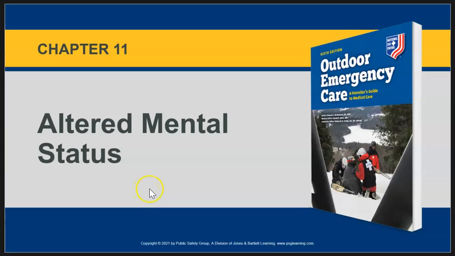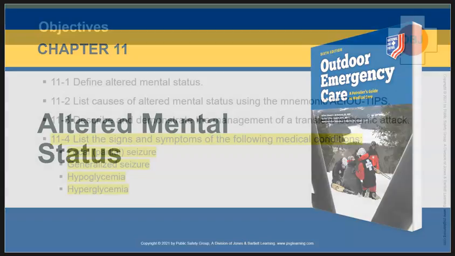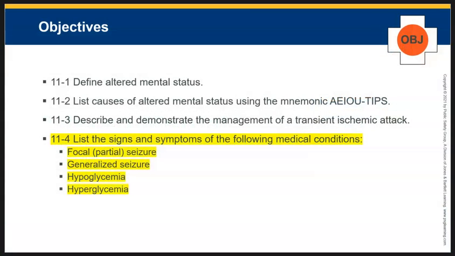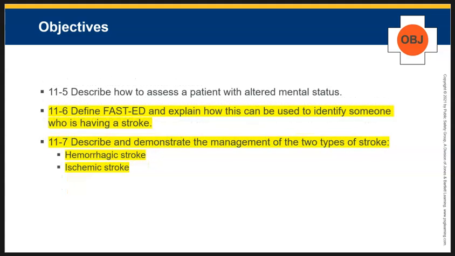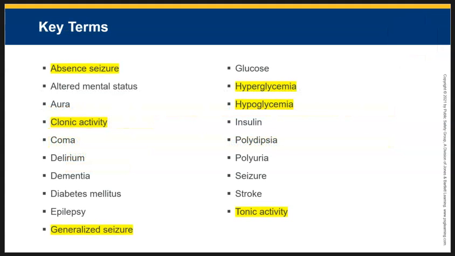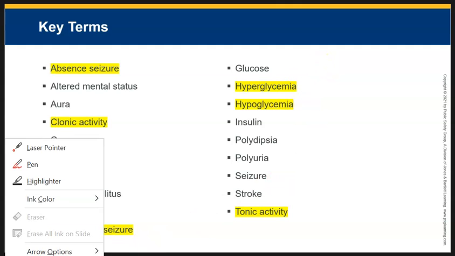This video continues Chapter 11 of OEC 6 by looking at altered mental status, and specifically signs and symptoms of some medical conditions that would lead to altered mental status. We'll also talk a little bit about two types of stroke and the assessment of someone who's having a stroke. Some key terms that we'll see related to diabetic emergencies.